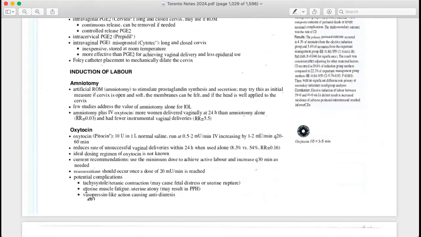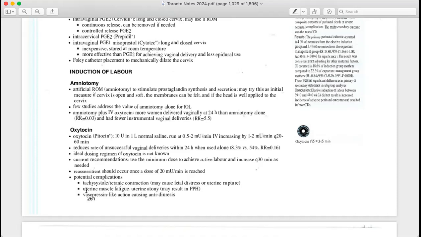In Canada QBank, I think they asked this question. Over there, they have given the option of amniotomy and oxytocin, both of them in separate choices, right? So the answer was amniotomy. But oxytocin could be used because it's non-invasive.